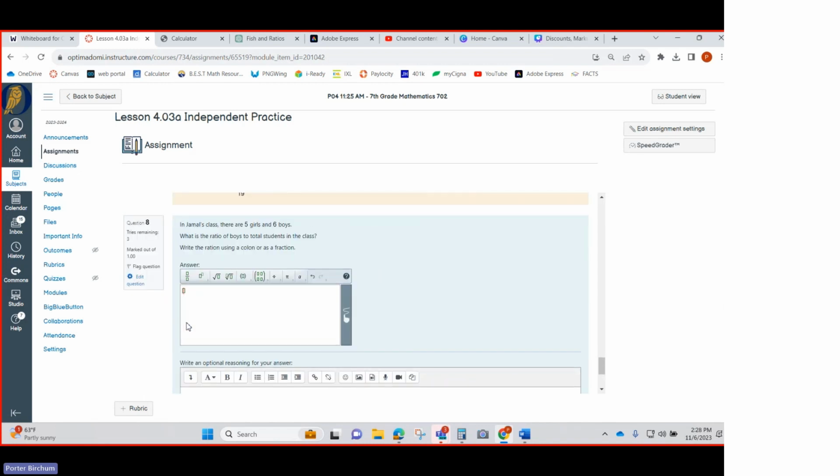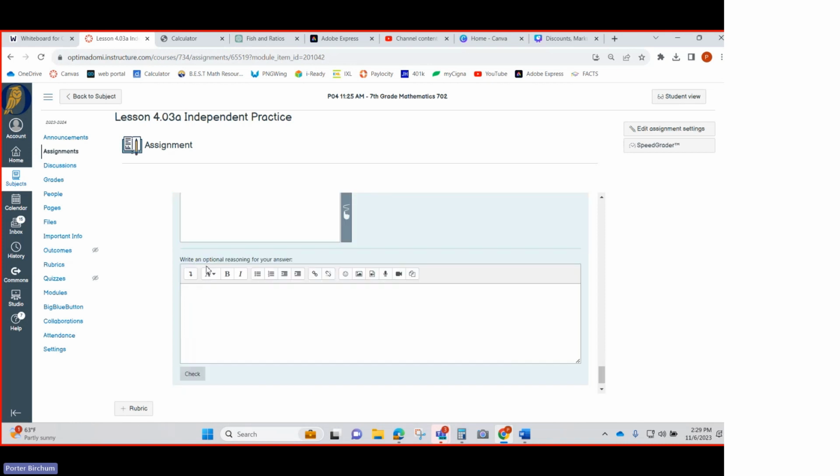Woohoo! Last question. In Jamal's class, there are 5 girls and 6 boys. What is the ratio of boys to total students in the class? Write the ratio using a colon or as a fraction. So the ratio of boys to total students. How many boys are there? Okay, 6 boys. 6 colon. And then I'm typing the colon by doing shift and the button right next to the L on my keyboard. How many total students are there? 6 boys, 5 girls. That would make 11 because 5 plus 6 is 11.